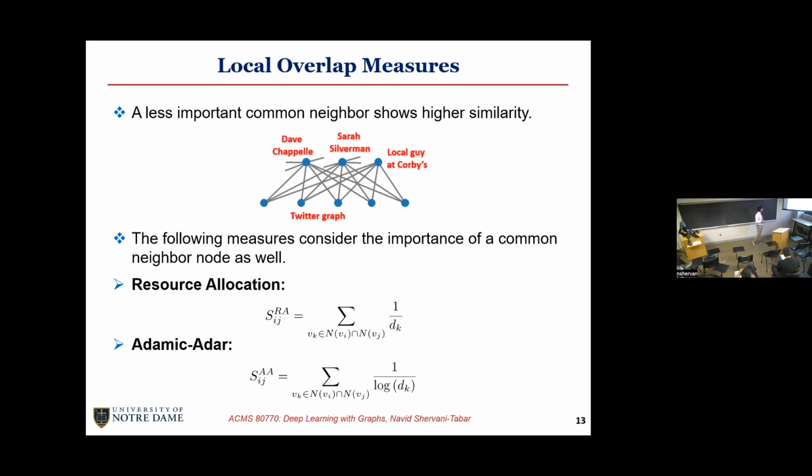Another method is called Adamic-Adar, and it does the same thing, going over all common nodes that are members of the common neighbors of vi and vj, and it says that 1 over the log of the degree is added as the similarity between those two nodes.